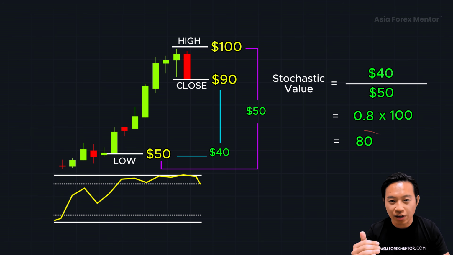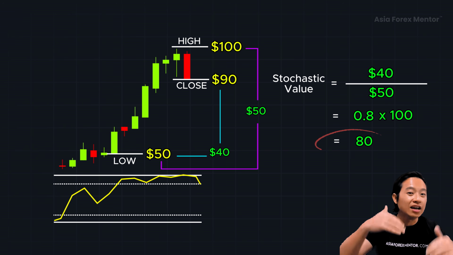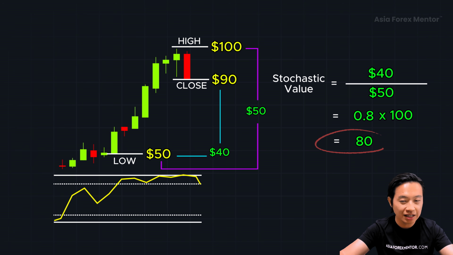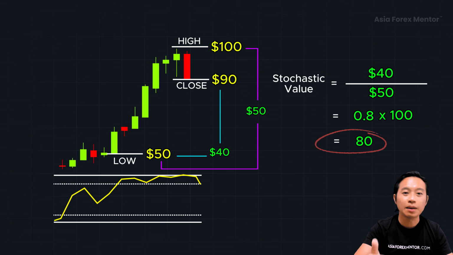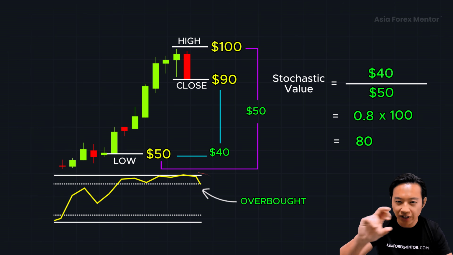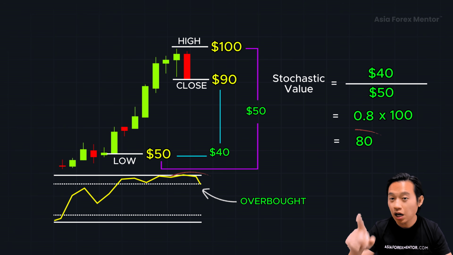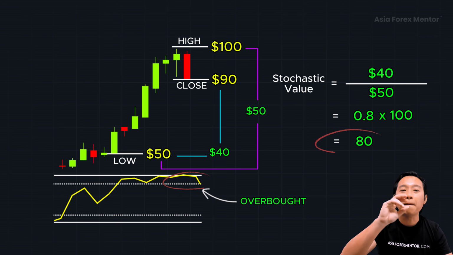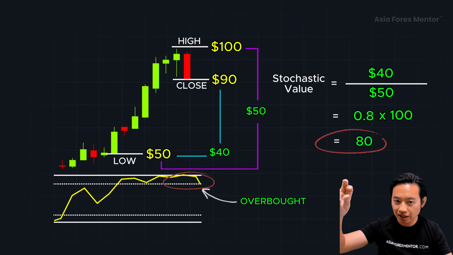So what does this indicate? The price is relatively high within the range of the market at this given period. The value of 80 would suggest that the price is nearing the overbought zone, signaling a potential reversal, or, not only reversal, it could be a pause in the current upwards movement. Okay, all right.